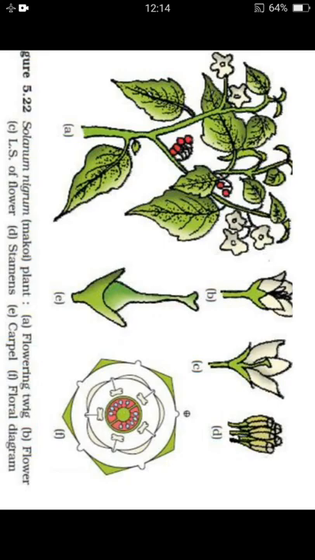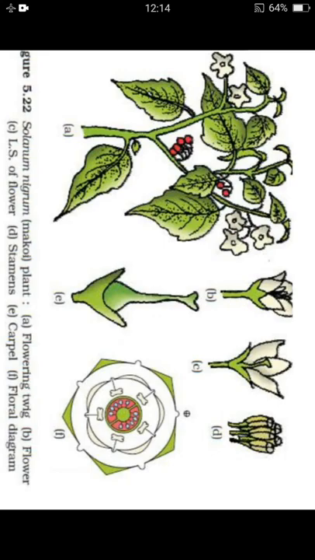Solanaceae is a large family commonly called the potato family, and it is widely distributed in tropics, subtropics, and even temperate zones also. Understood? Why is it commonly called the potato family? Because the vegetable potato is included in this family, that's why it is called the potato family. You know, potato is a vegetable which can be eaten by people of all countries in the whole world.